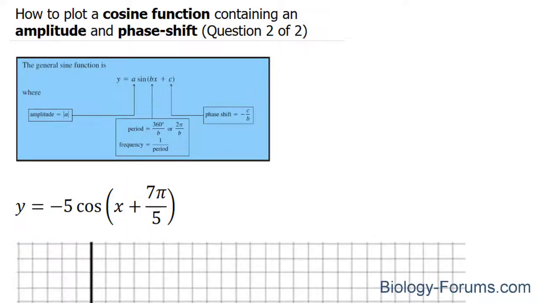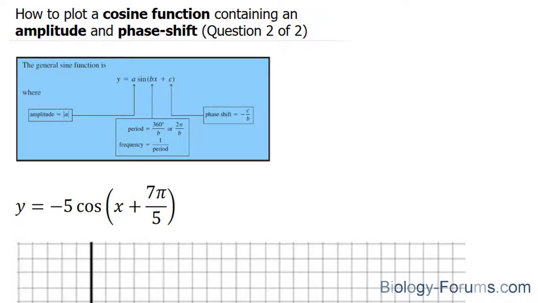In this demonstration, I'll show you how to plot a cosine function containing an amplitude and a phase shift. This will be question 2 of this series. The first thing that you have to do when it comes to graphing a cosine function or even a sine function is determine your A, B, and C value. Your A value is your amplitude, your B value helps to determine your period, and your C value helps to determine your phase shift.